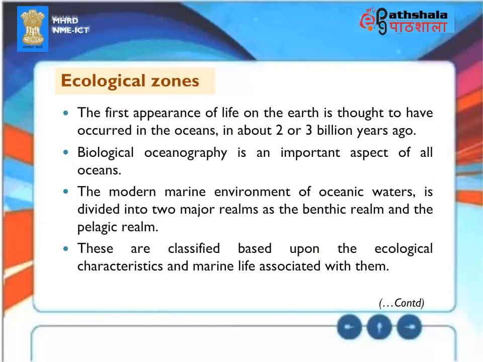Ecological zones. The first appearance of life on the Earth is thought to have occurred in the oceans about 2 or 3 billion years ago. Biological oceanography is an important aspect of all oceans. The modern marine environment of oceanic waters is divided into two major realms: the Benthic Realm and the Pelagic Realm. These are classified based upon the ecological characteristics and marine life associated with them.